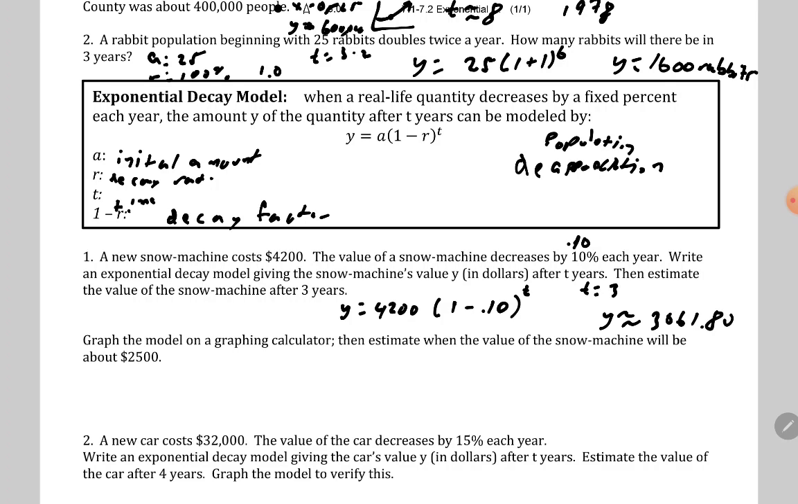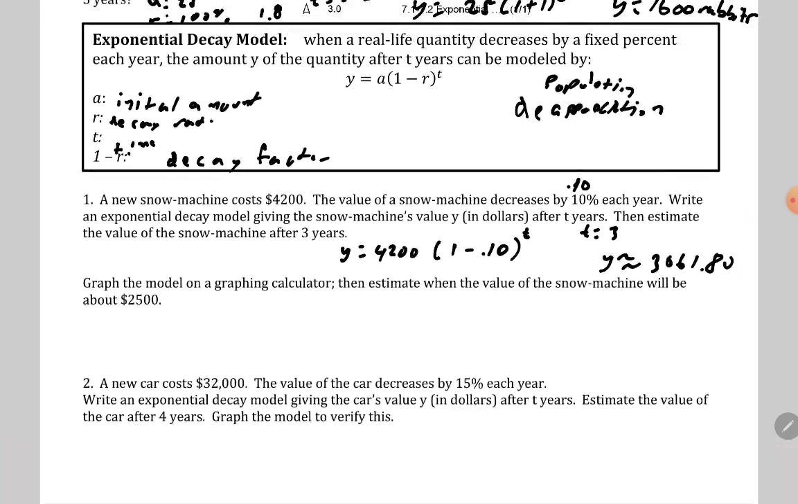We'll get y is about 3,061.80. So it used to cost $4,200, now it only costs about $3,061 after 3 years. That's not actually that bad, especially with all the usage, most likely. Graph the model using a graphing calculator, and so on. This will give you 4.9 years if you've done it correctly. Once again, I'm not going through the graphing calculator problems. I will do them in class. If you need help using a graphing calculator, I'll do a video on that later.